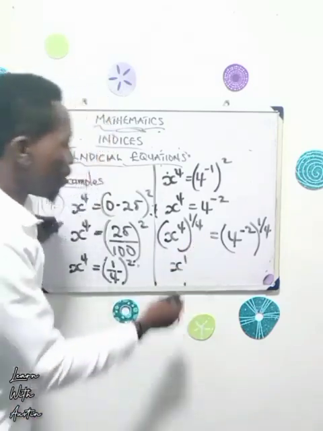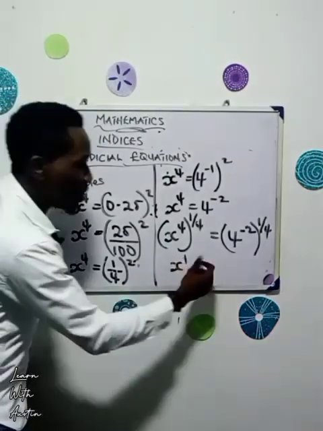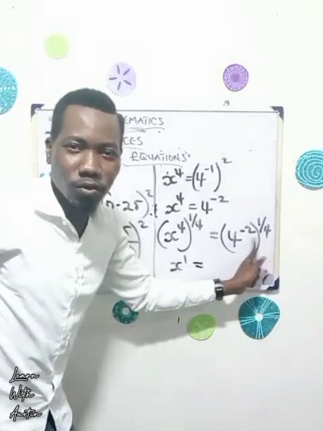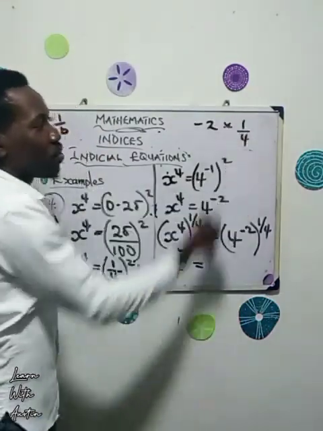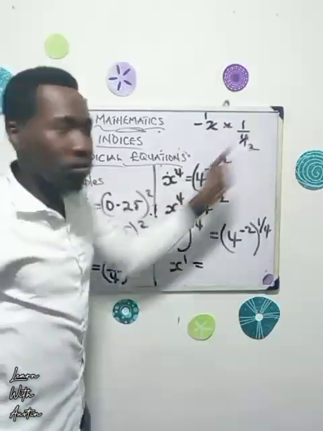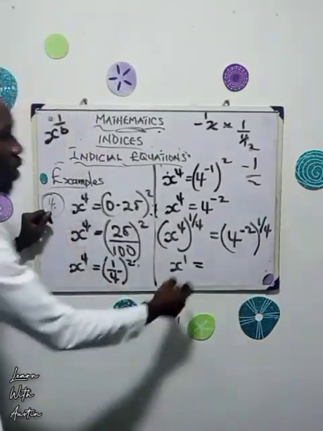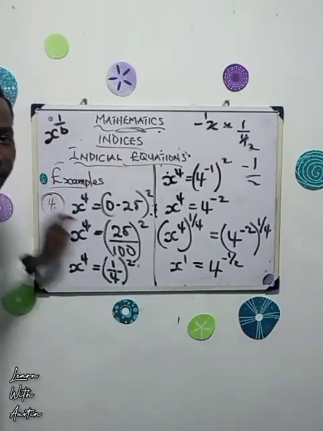But don't worry, let's just continue. So x raised to the power 1 equals minus 2 times 1 over 4. We have minus 2 times 1 over 4. So 2 over 1, 1 over 4, 2 over 2. Minus 1 times 1 will give us minus 1 over 2. So we have 4 now, raised to the power of minus 1 over 2.